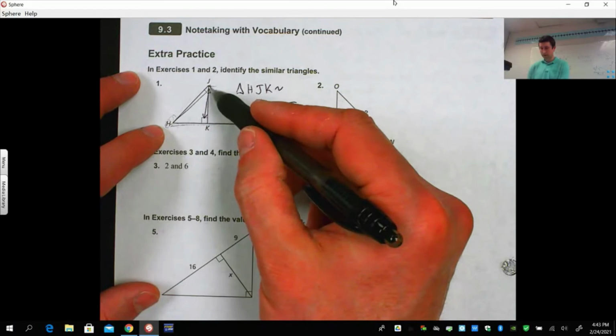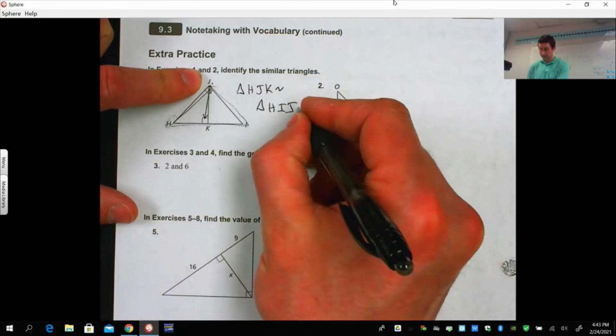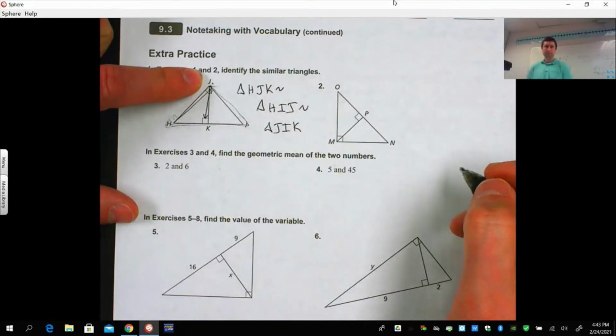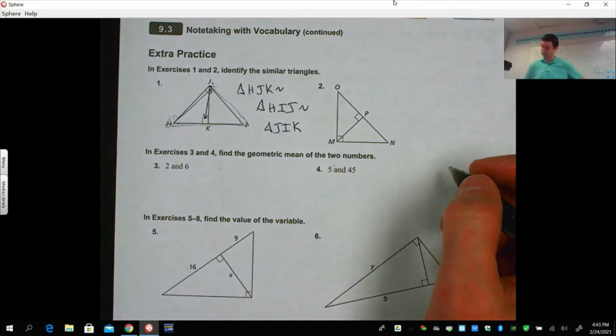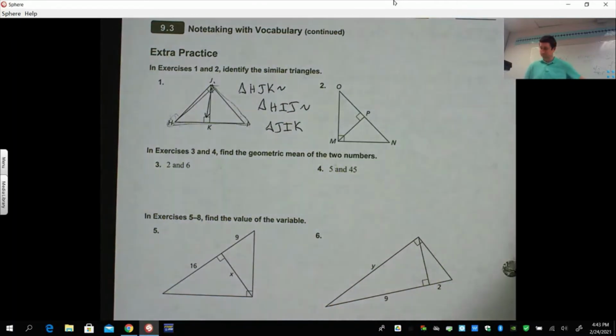Now I need to get the one on the right. I'm going to rotate up and start up here and then slide down to that last one. So that is similar to triangle JIK. All right, pause it and try number 2.